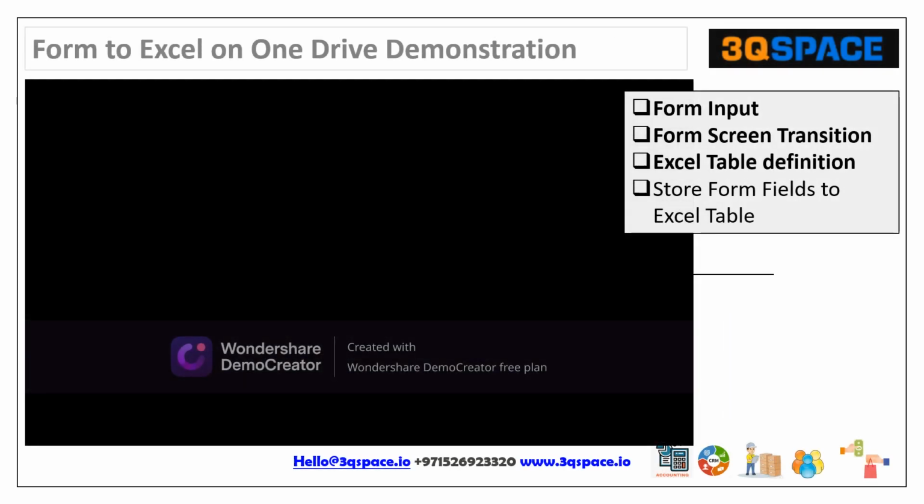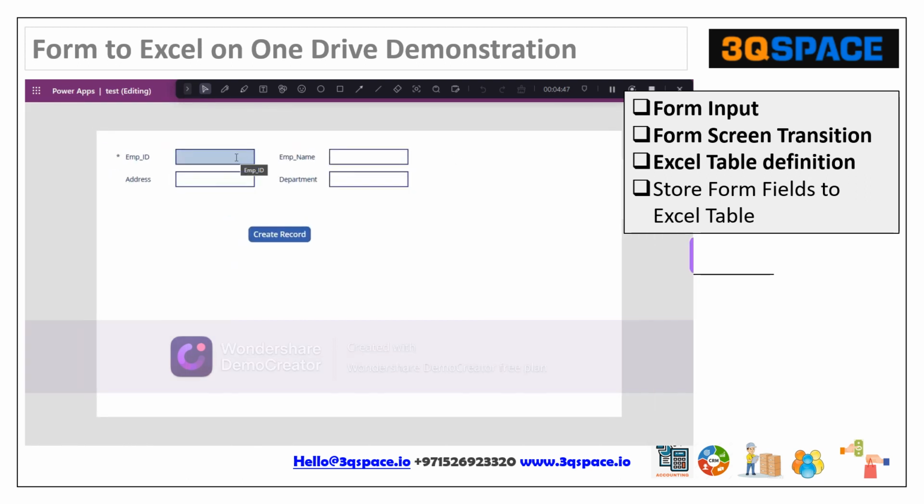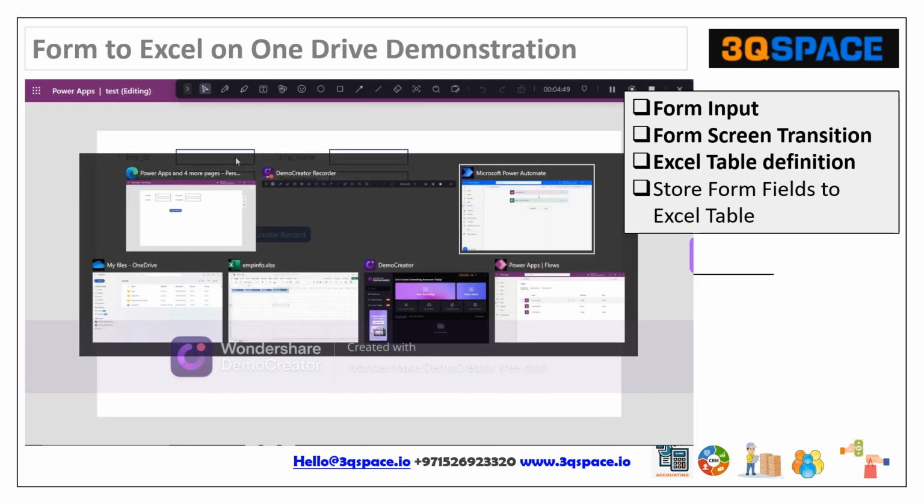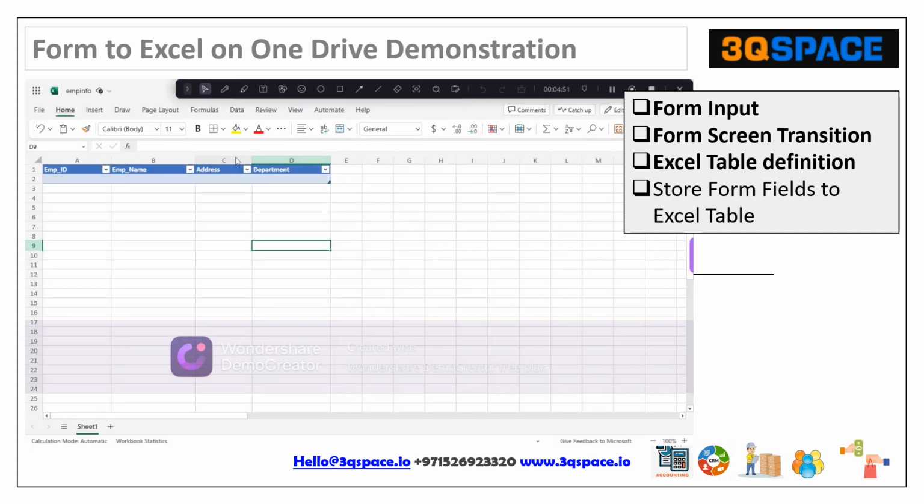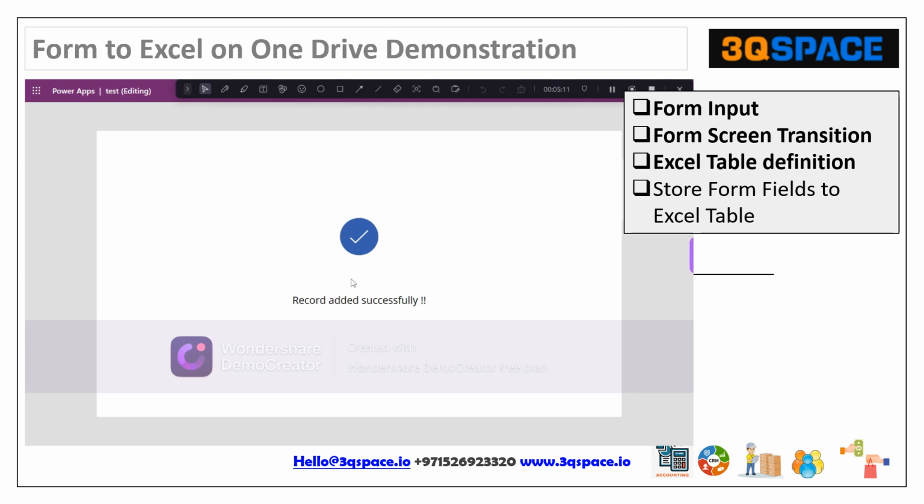Now we are going to test this flow through the Power App. For now I have 0 records in this form, so I will add one record: 101 as the employee ID, employee name Silas, address Dubai, department IT. So when I create this record, it is added successfully.